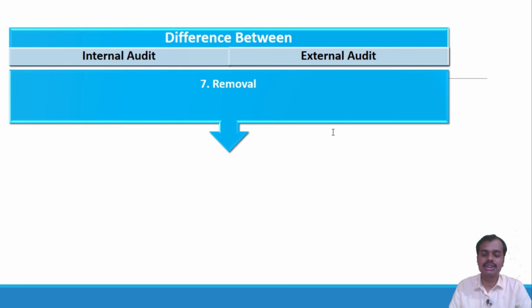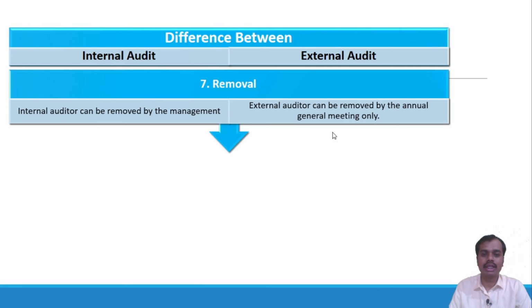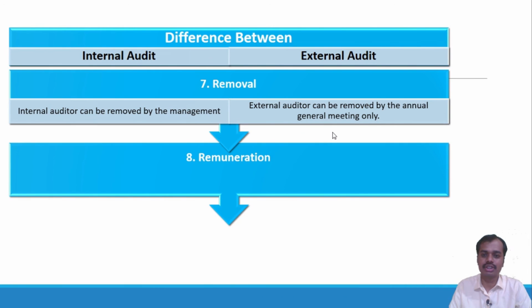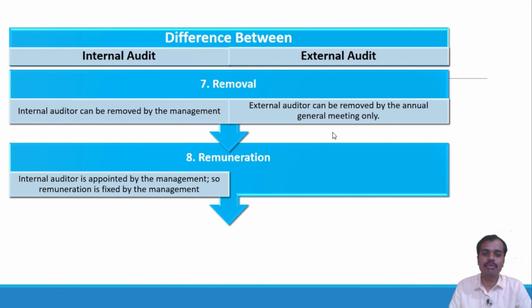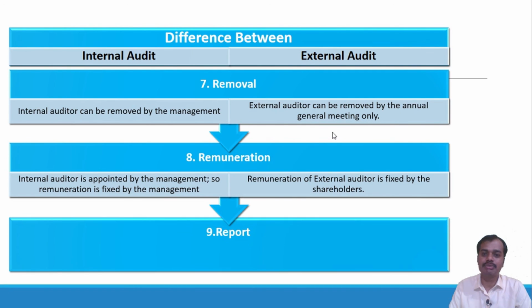The next basis is removal. Internal auditor can be removed by the management, but external auditor can be removed by the shareholders in annual general meeting only. The next basis is remuneration. Internal auditor is appointed by the management, so remuneration is fixed by the management. Remuneration of external auditor is fixed by the shareholders.